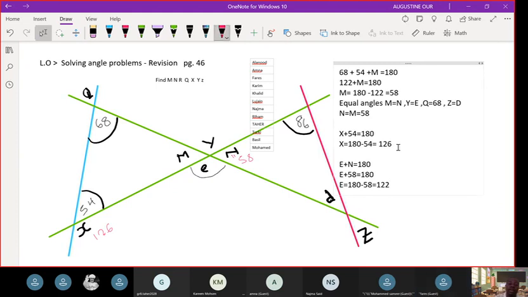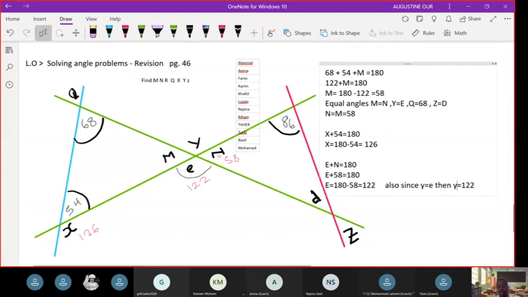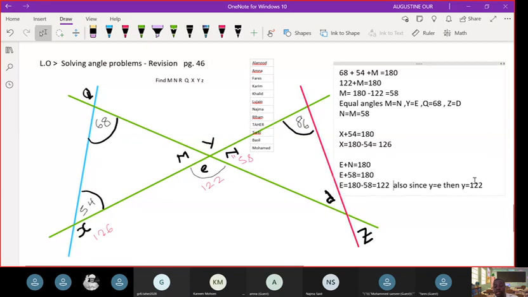What is Y? Mirror of E. Yes, mirror. Like E. So Y is equal to E, then Y equals 122. What is Z?